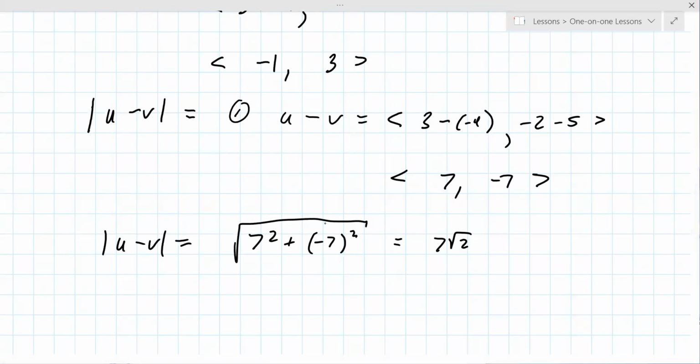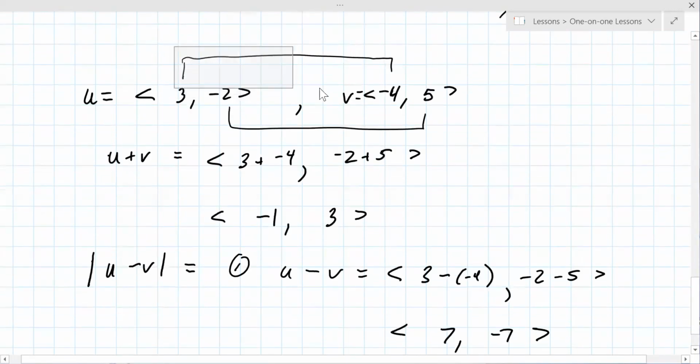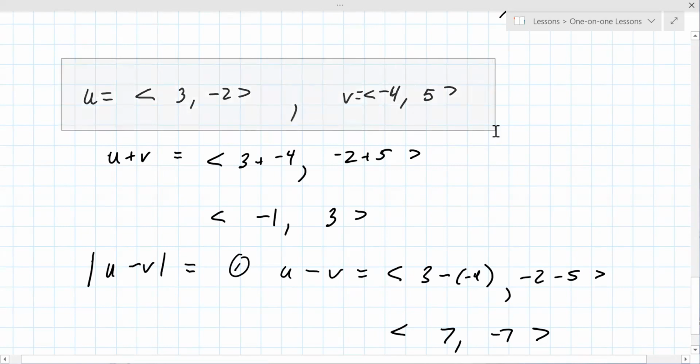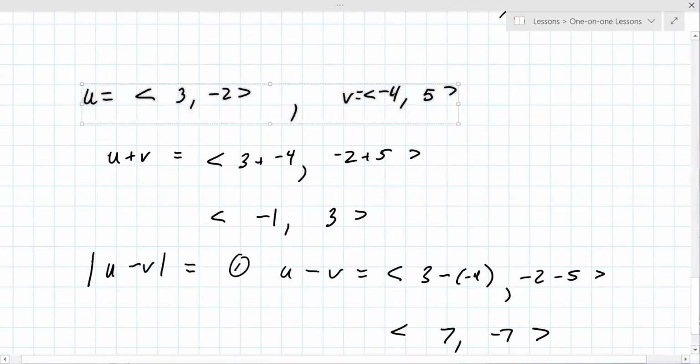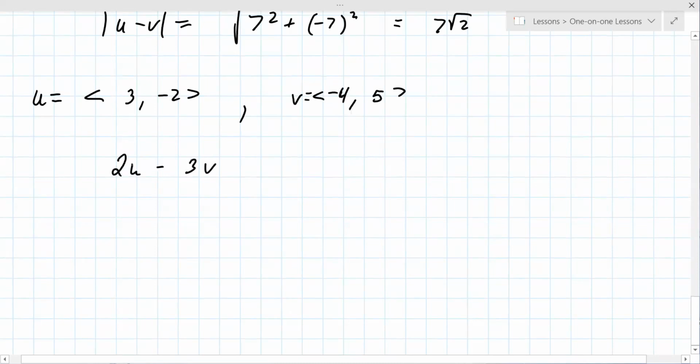Okay, so then another thing that I might be asked here. Let me copy these vectors down again. Get rid of these lines. I could ask you to do a product. I'm sorry, not a product, a scalar multiple.